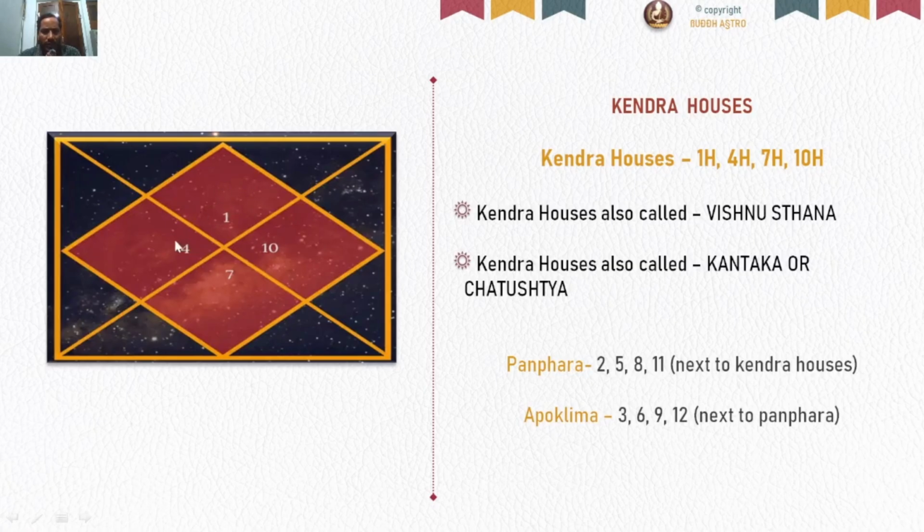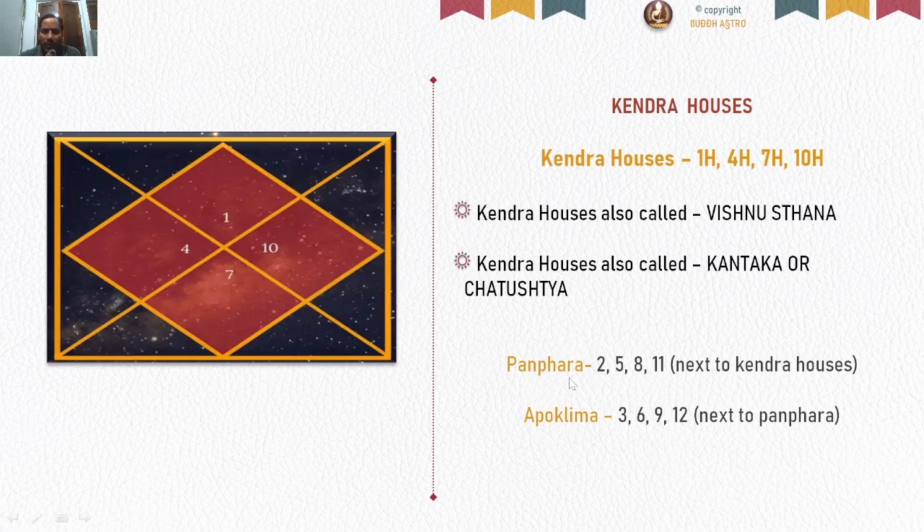This is the first, this is the fourth, this is the seventh, this is the 10th. So 1, 4, 7, 10th. These are not the signs, these are the houses. Now, as soon as you place the signs, they will also be Kendra to each other, right? So these are the houses which are the Kendra houses.